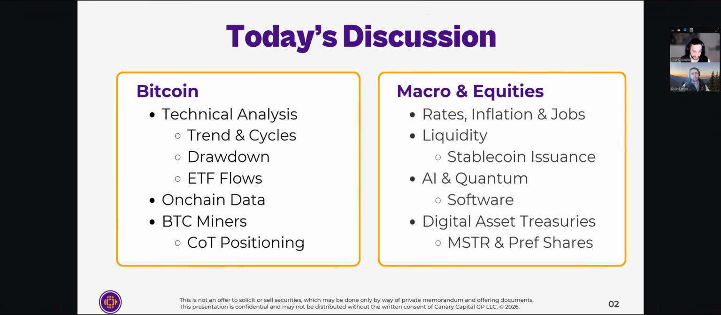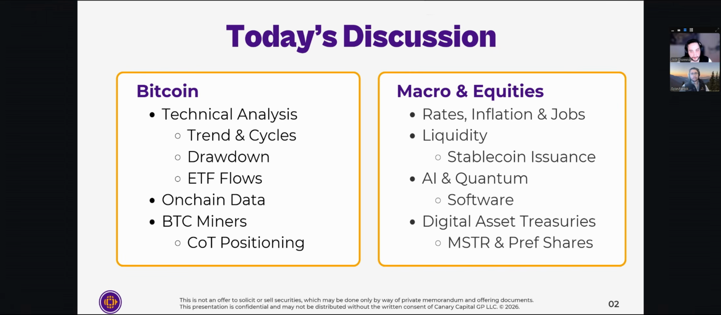So we're going to look at a bunch of different indicators. Really, to me, the most important things, which would be trend, where we're at in the cycle. The 4-year cycle crowd continues to win. We're going to look at drawdown, which is not a pretty path as far as depth and recovery after drawdown. ETF flows, on-chain data, and miners continue to be very important, especially in COT positioning. Then we'll round it out with some macro discussion.